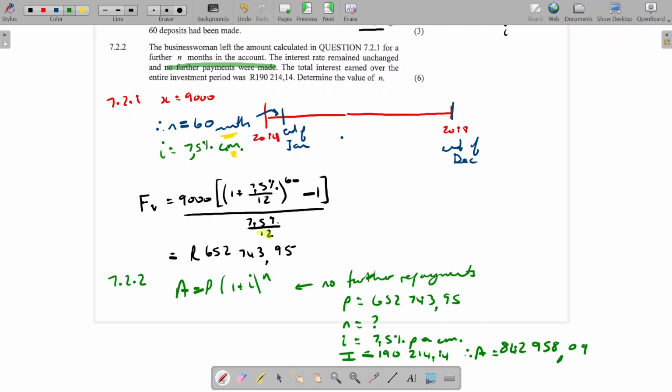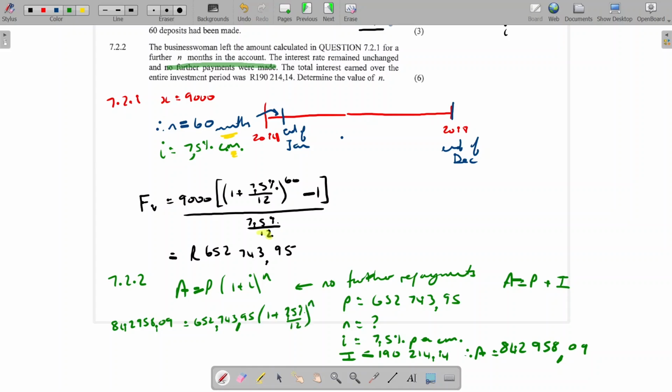Okay, so please remember that there is a formula which the accountants will know, that A equals P plus I. Okay, and here we're using the capital I on purpose. Okay, so we're going to plug this in, and 842,958.09 equals 652,743.95 times (1 plus 7.5% over 12) to the power of n.